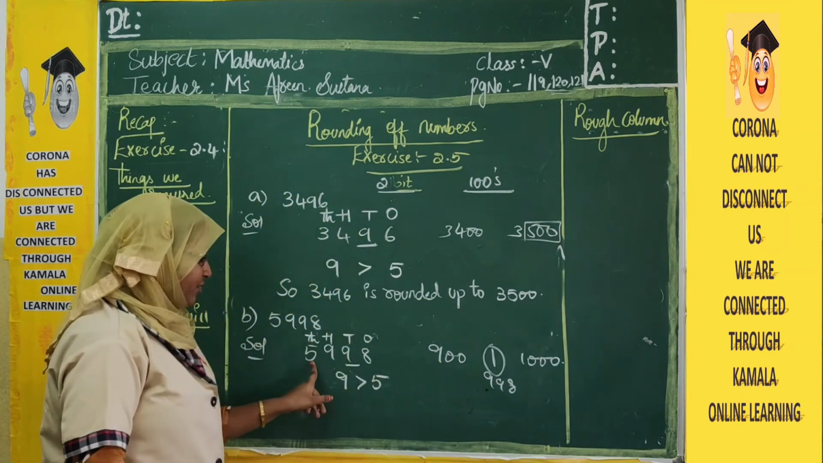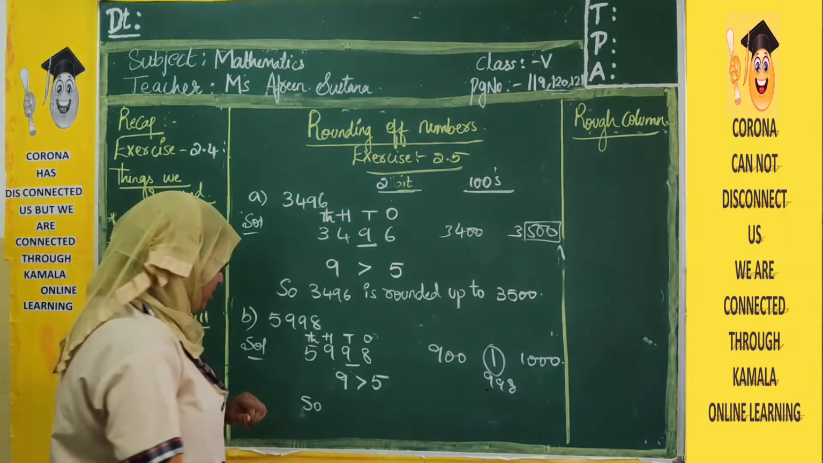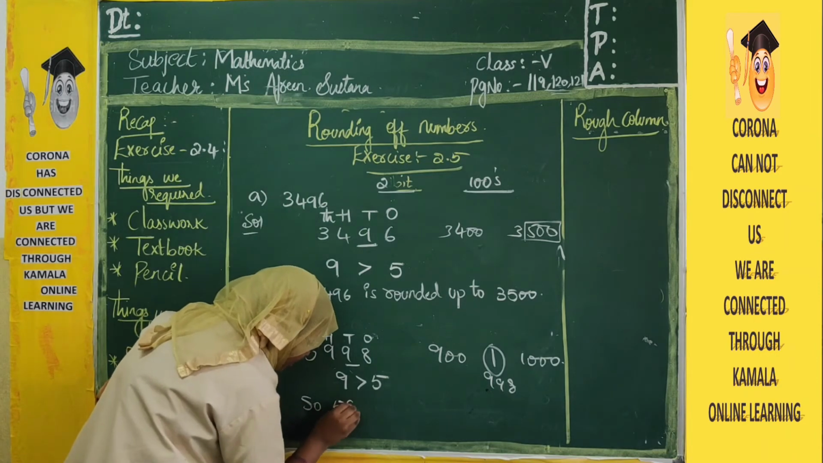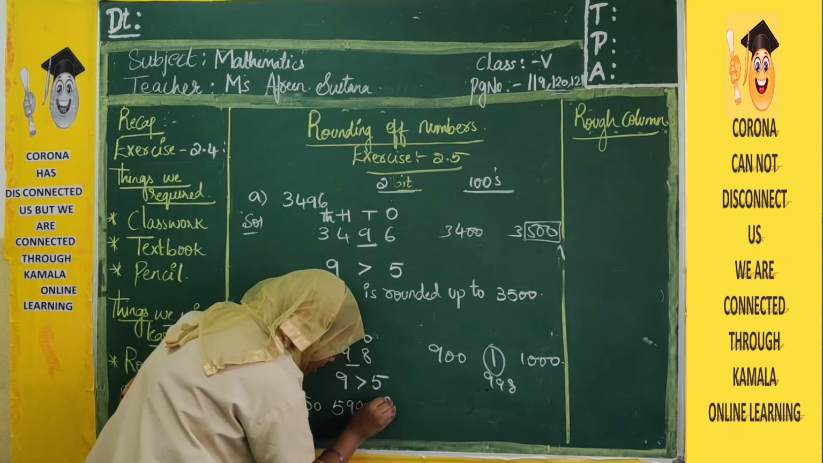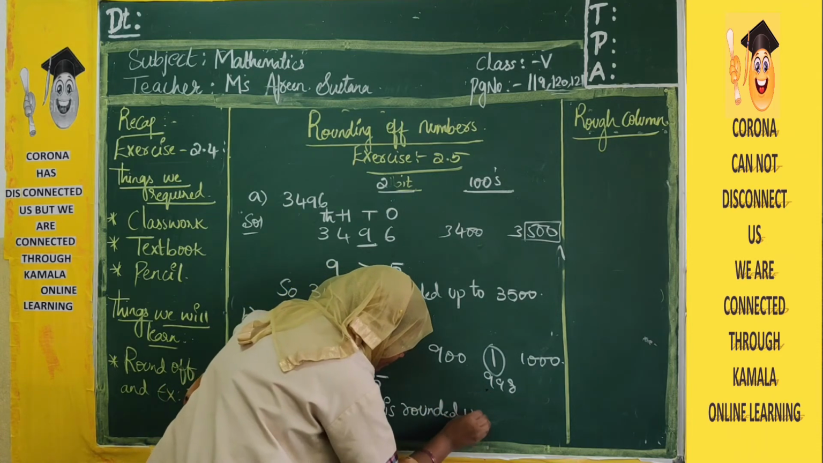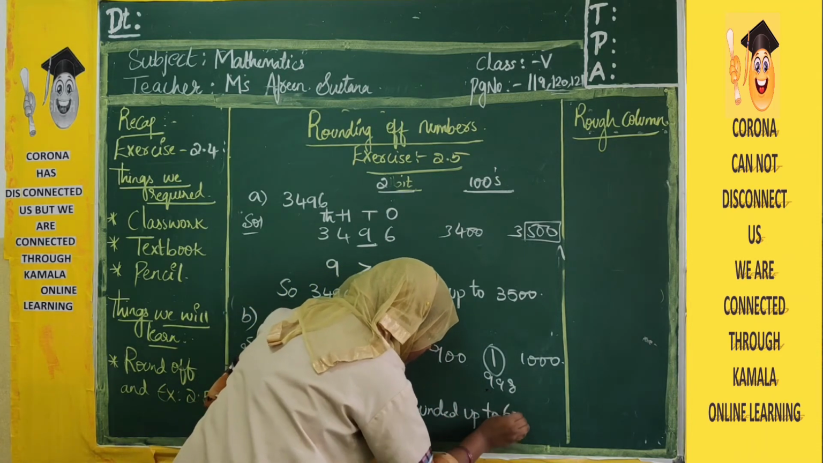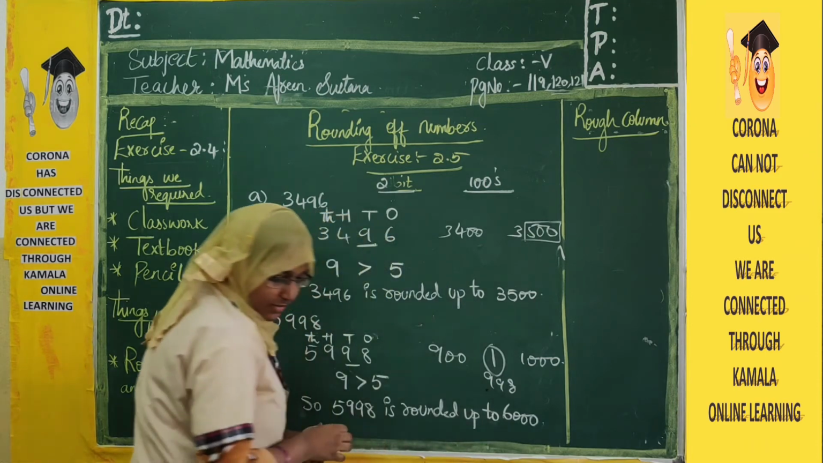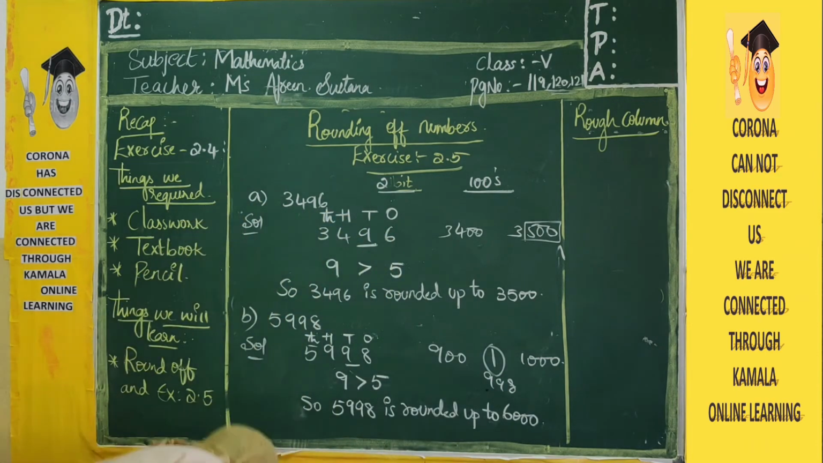So how much is it? 5000 plus 1000, it will be 6000. So 5998 is rounded up to 6000.